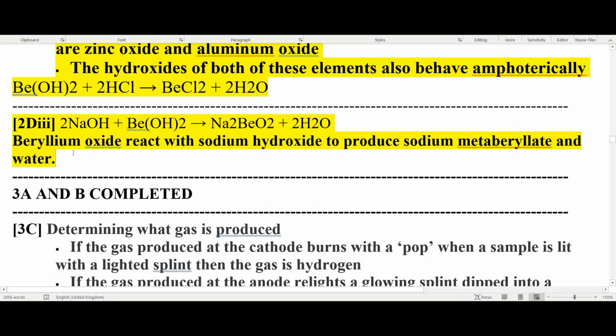And what will be the reaction here? Now this beryllium oxide will react with sodium hydroxide to produce sodium metaberylate and water. Actually, in these exam questions, you won't be asked to give the formula of this type. Okay, but you need to be familiar with the chemical formula because these questions are most often asked in your exam. So I recommend you learn and practice as much as you can, because the advantage of solving these past papers is that these questions are repeated every time.